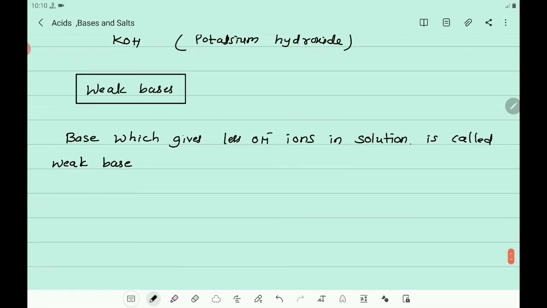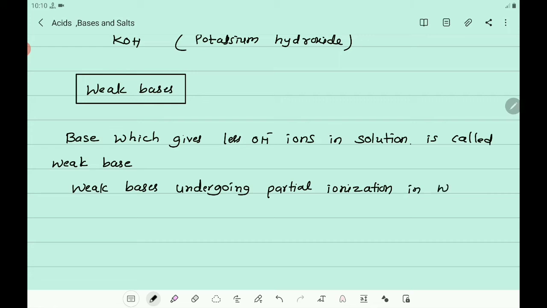Then weak bases undergo incomplete or partial ionization in water, forming less OH minus ions.